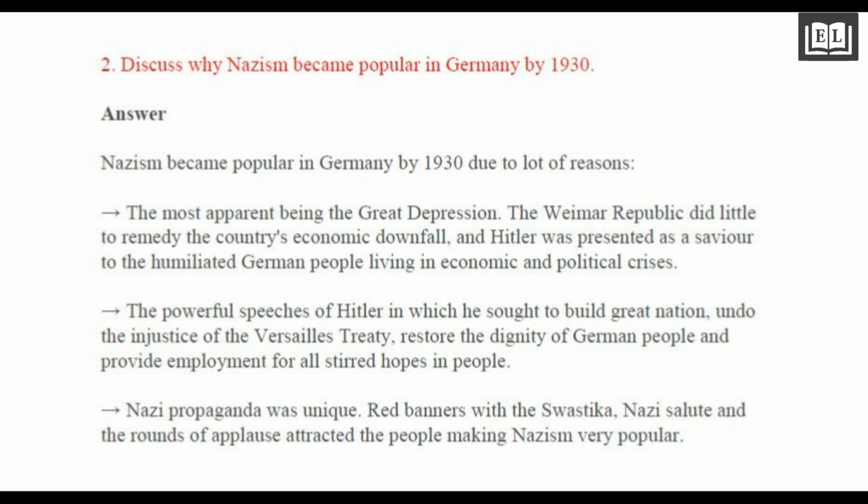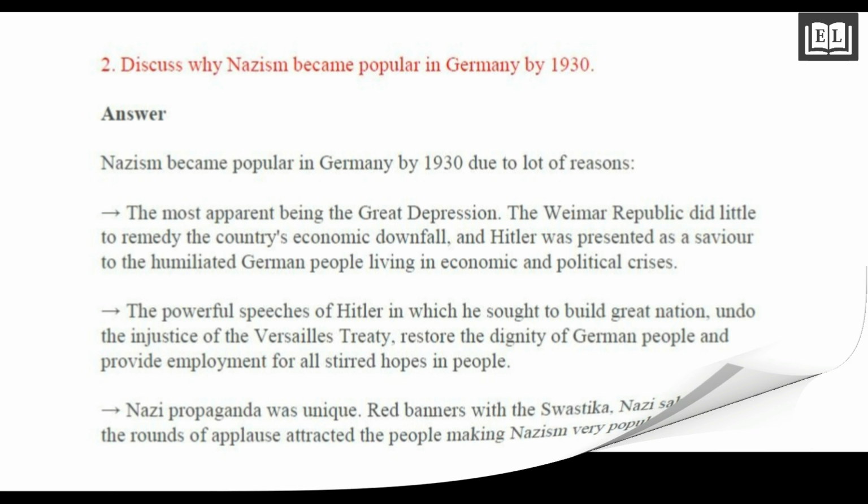The powerful speeches of Hitler, in which he sought to build a great nation, undo the injustice of the Versailles Treaty, restore the dignity of the German people, and provide employment for all, raised hopes in starved people. Nazi propaganda was unique. Red banners with the swastika, the Nazi salute, and rounds of applause attracted the people, making Nazism very popular.